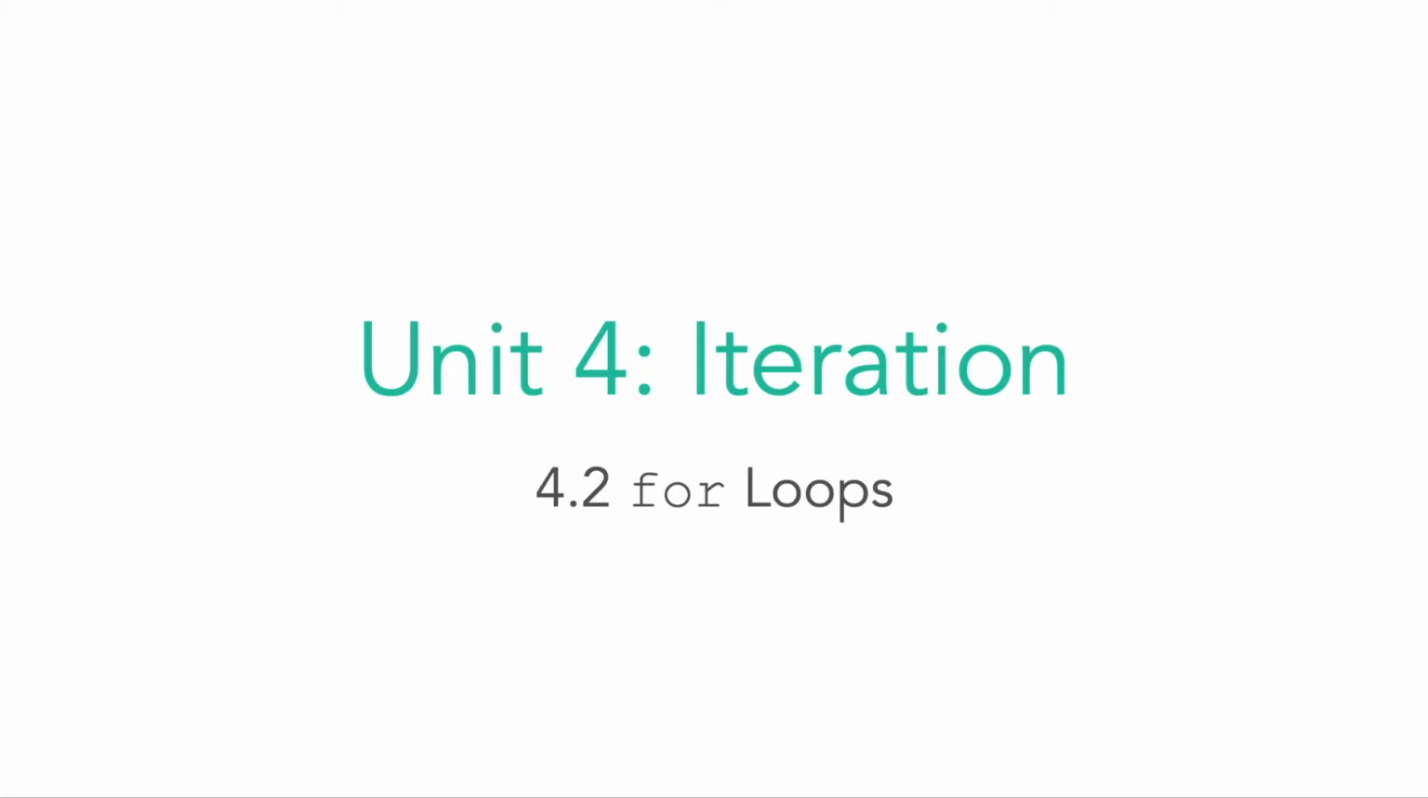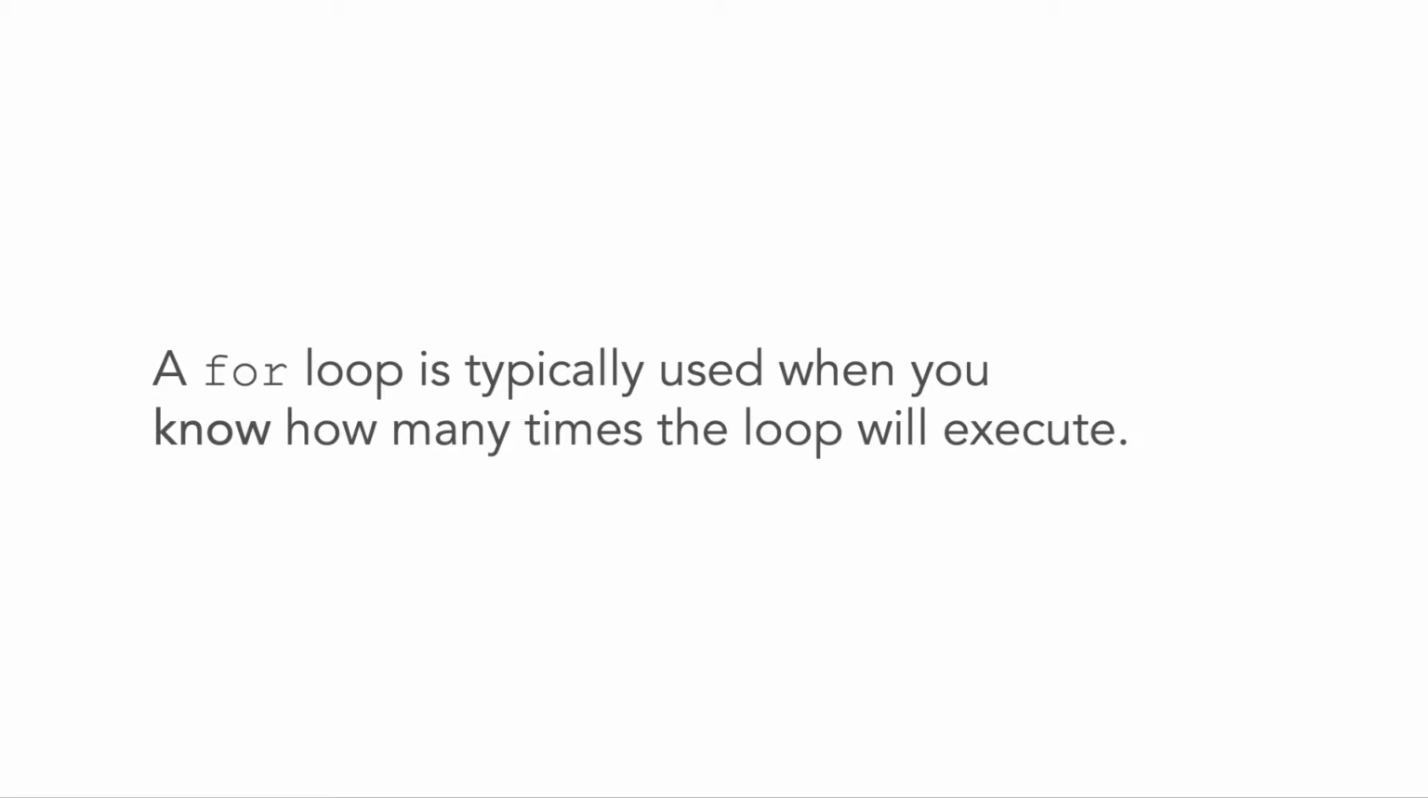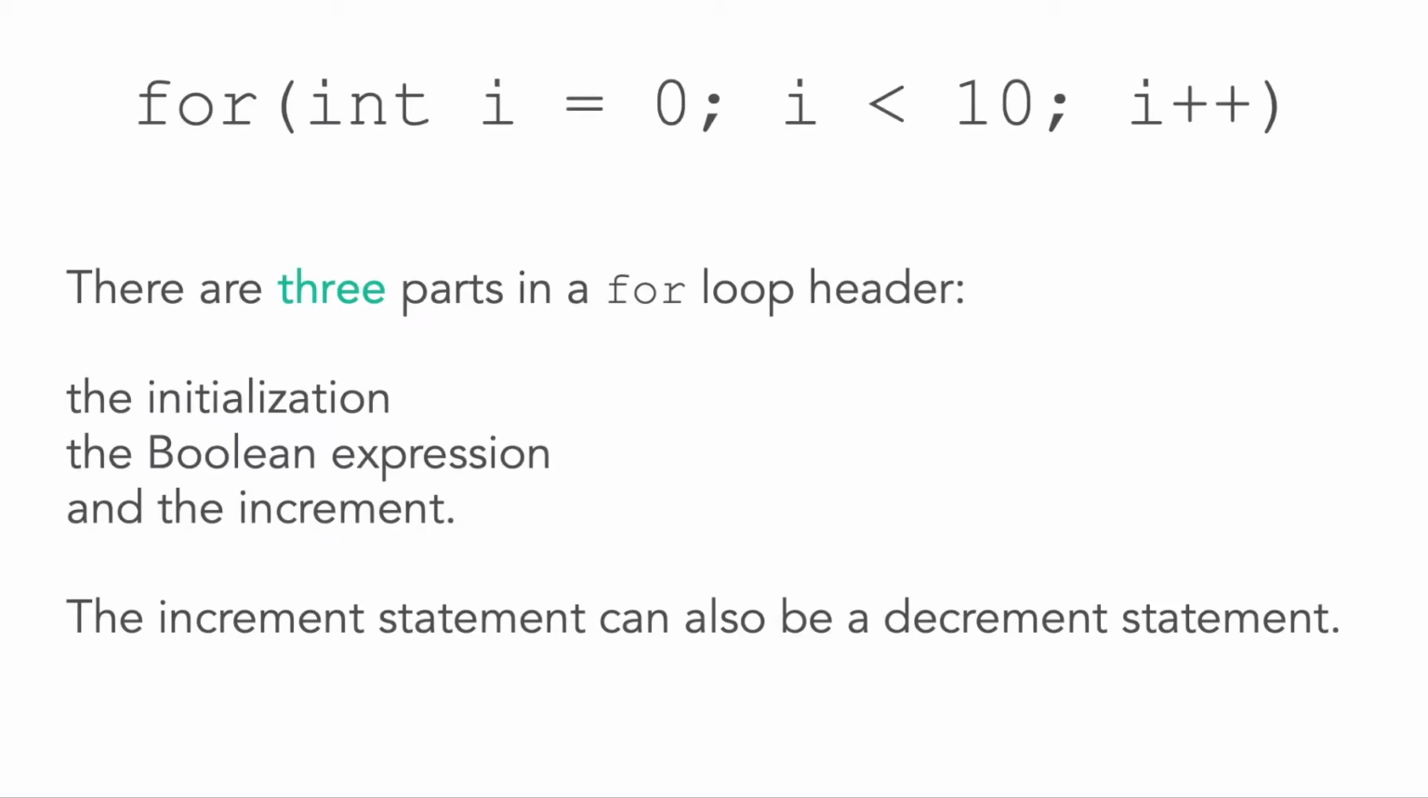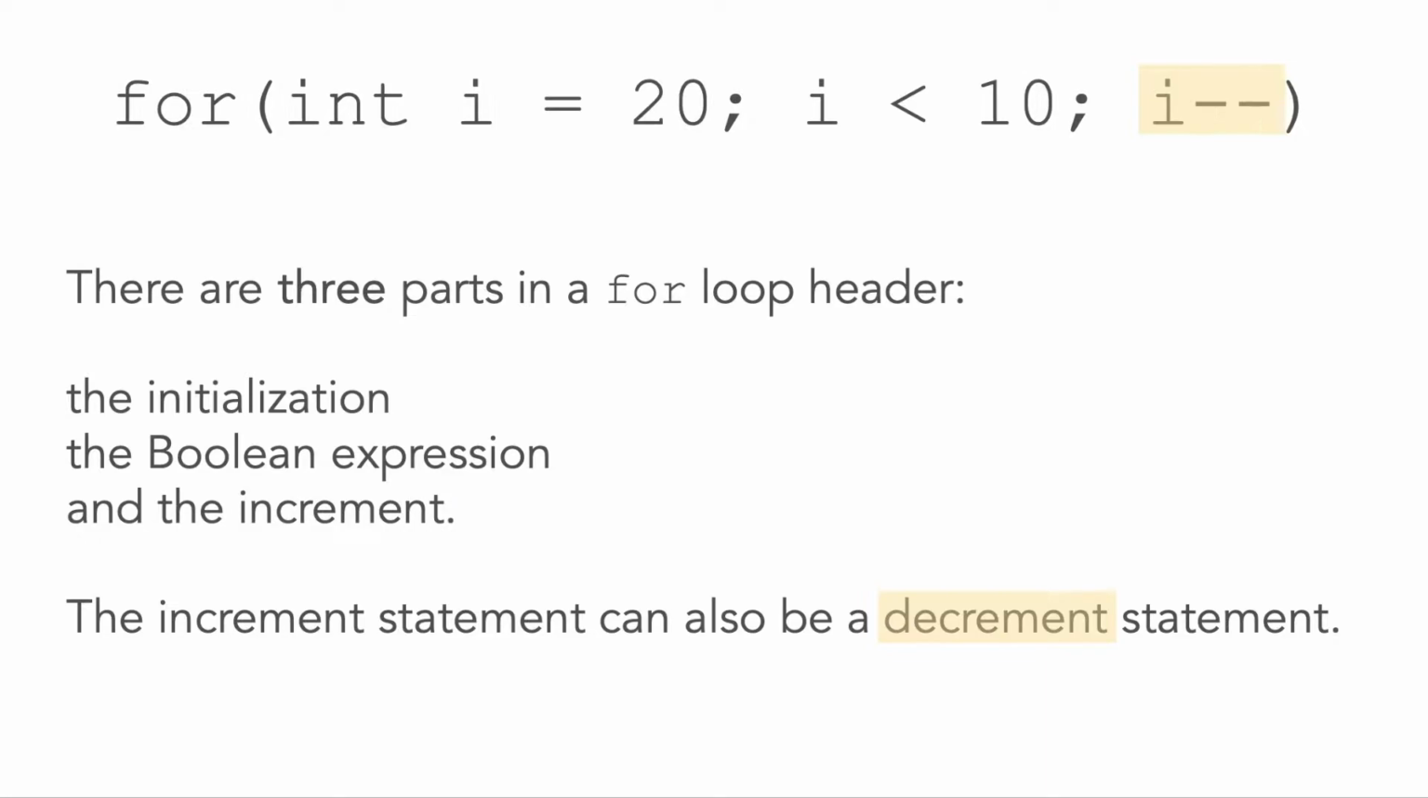Unit 4, Iteration, Topic 4.2, For Loops. A for loop is typically used when you know how many times the loop will execute. There are three parts in a for loop header: the initialization, the Boolean expression, and the increment. The increment statement can also be a decrement statement.